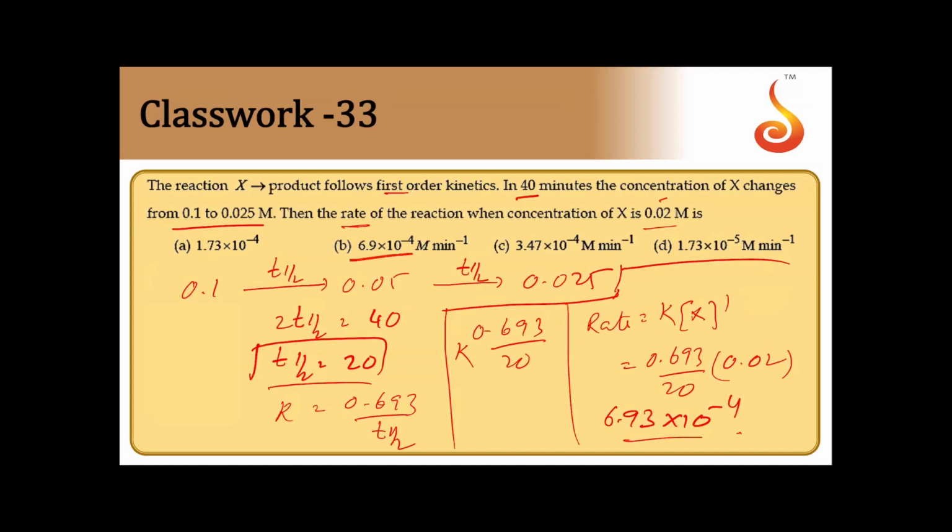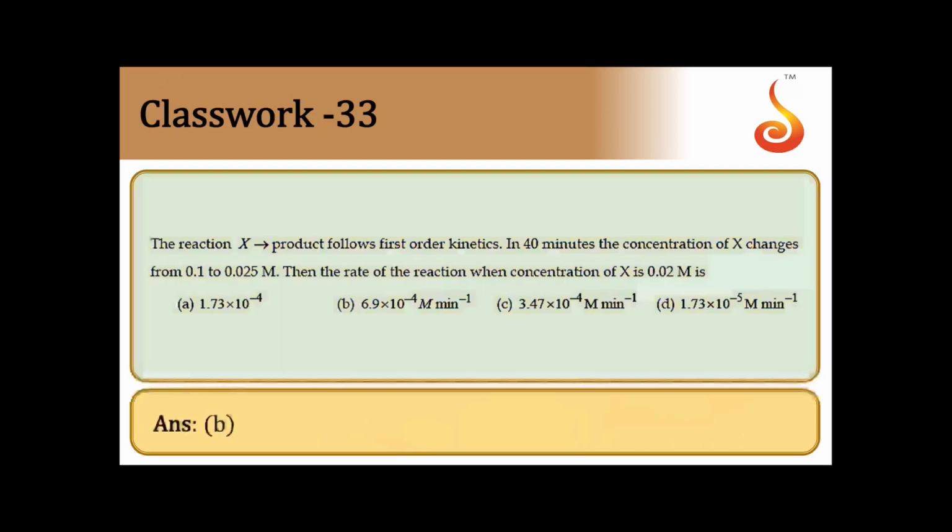So from 0.1 to 0.025, there are two half-lives. We found the value of one half-life, and from there the value of k. Then rate is equal to rate constant k into concentration. They gave the concentration as 0.02 and we found the value of rate at that concentration. Next one. 33rd one, the same question. Option is B.